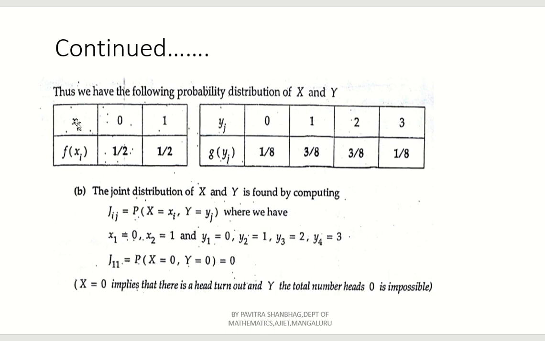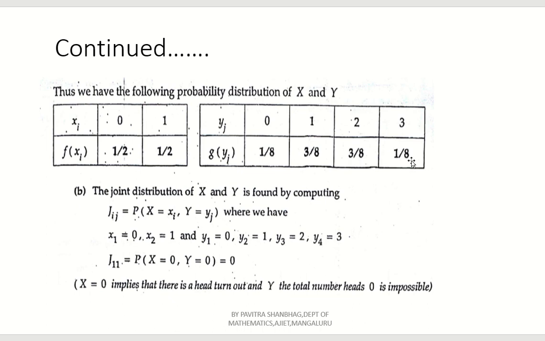So how will you write? xi represents 0 and 1, and f of xi is 1 by 2, 1 by 2. If you add, you will get 1. Similarly, yj is 0, 1, 2, 3, and g of yj we have already discussed: 1 by 8, 3 by 8, 3 by 8, 1 by 8.